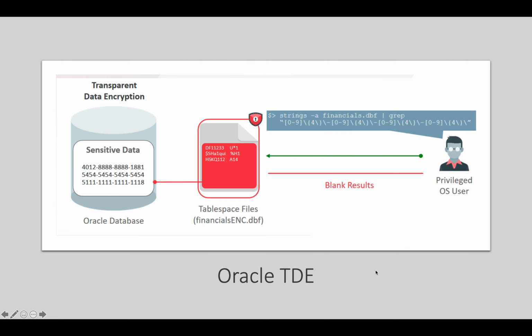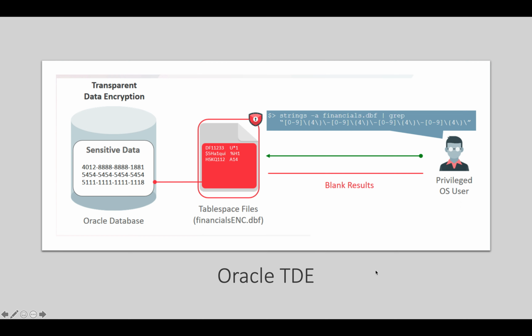So if you try to break it further, why do we call it transparent? It is transparent because as an application, you don't have to make any kind of changes, or you don't need to make any application changes to configure or to utilize TDE, which is Transparent Data Encryption. Next, we talk about data encryption.